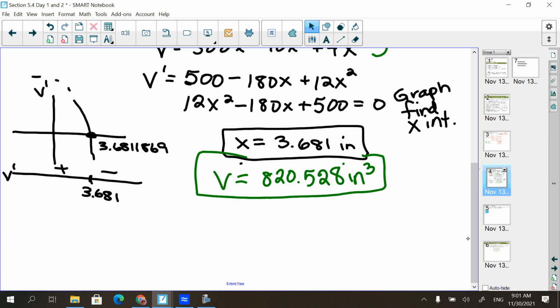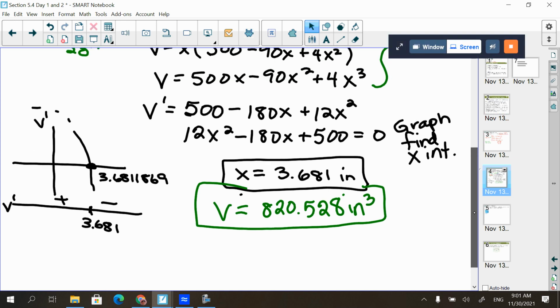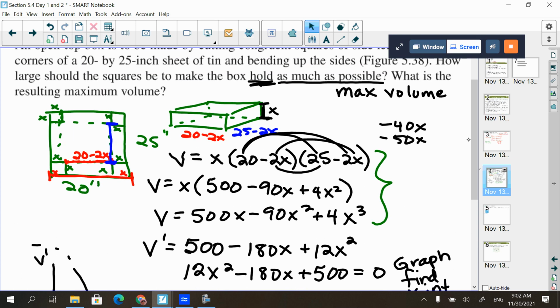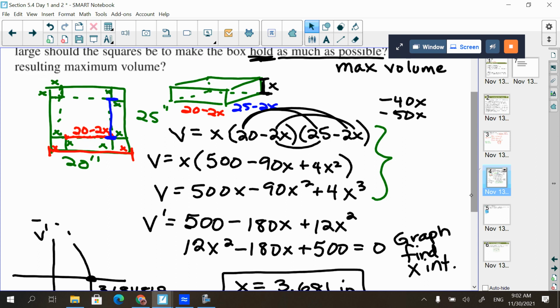Okay, any questions on that? Yes? On 25, answer the equation for volume, it gives me 18,000. Into the original. So why would you plug 25 in? It starts going back up into the positive before 25. Right. So this original equation right here, your original is a cubic. So it goes down, it comes back up. Your original equation does.